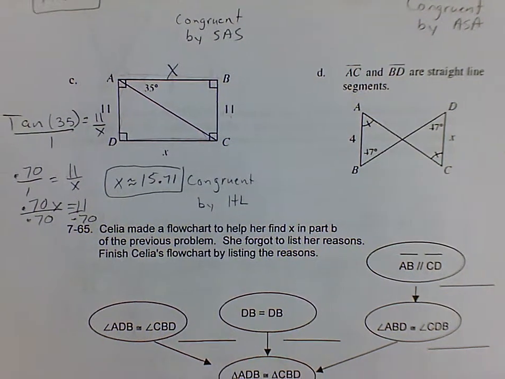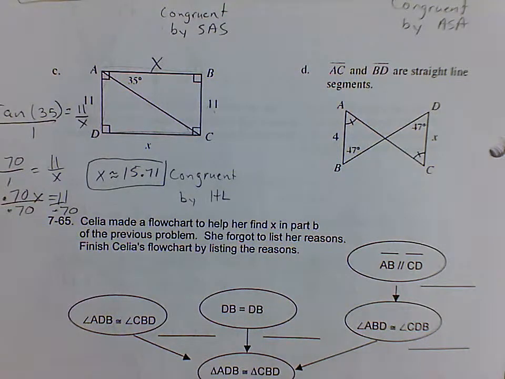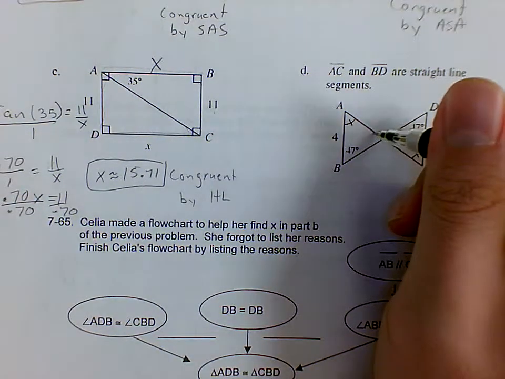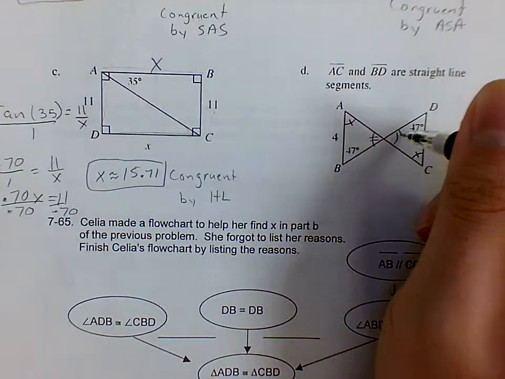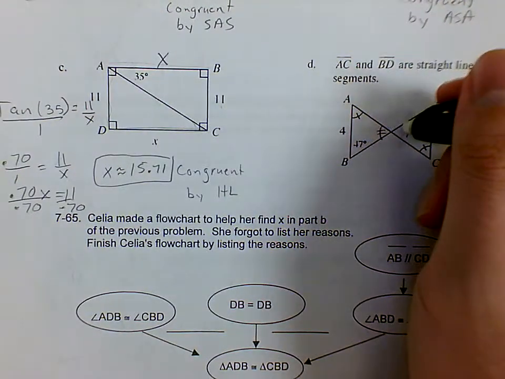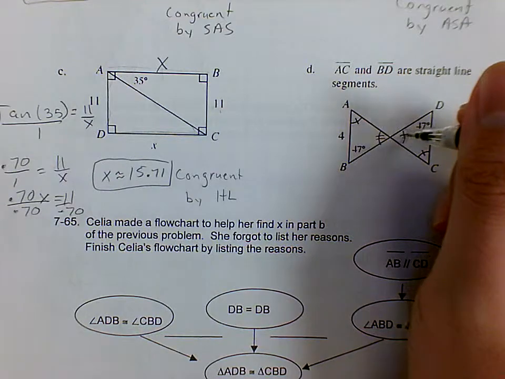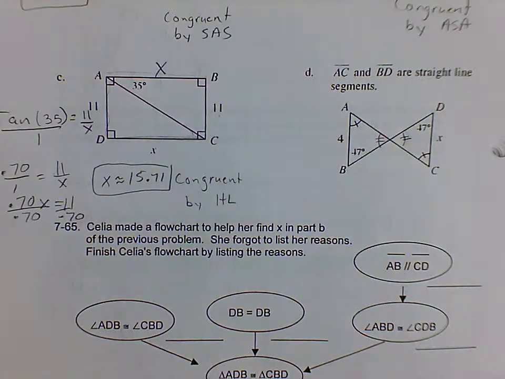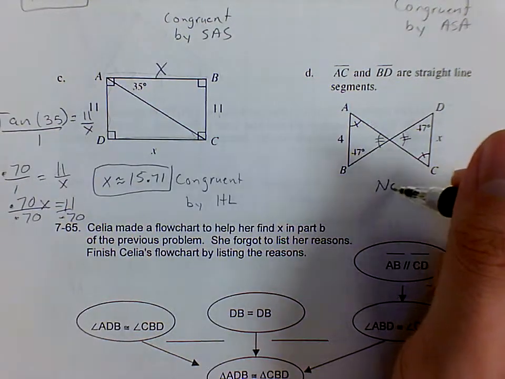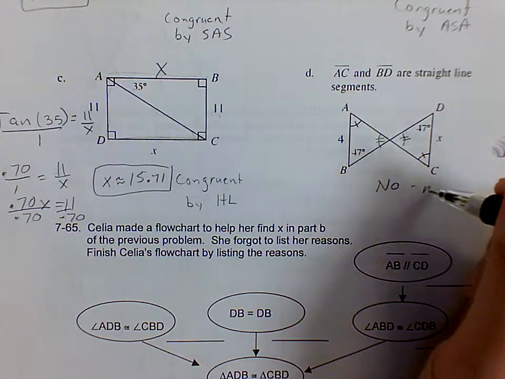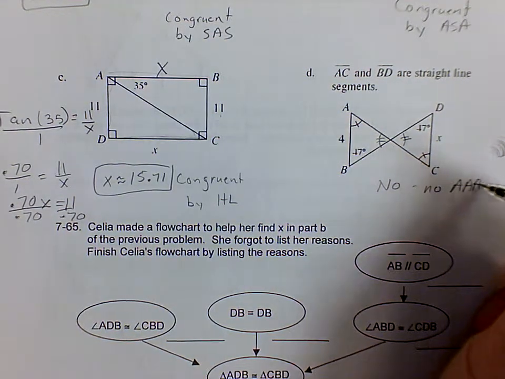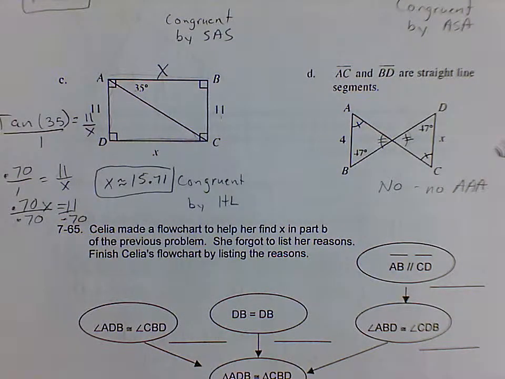And last one, question D. So we know AC and BD are straight line segments. So that tells us that we're going to have vertical angles congruent. So do we have congruent triangles? And the answer for this one is no. Because there is no angle, angle, angle congruency. There is angle, angle similarity, but no angle, angle congruency. So we can't prove it, so we cannot solve for x here.